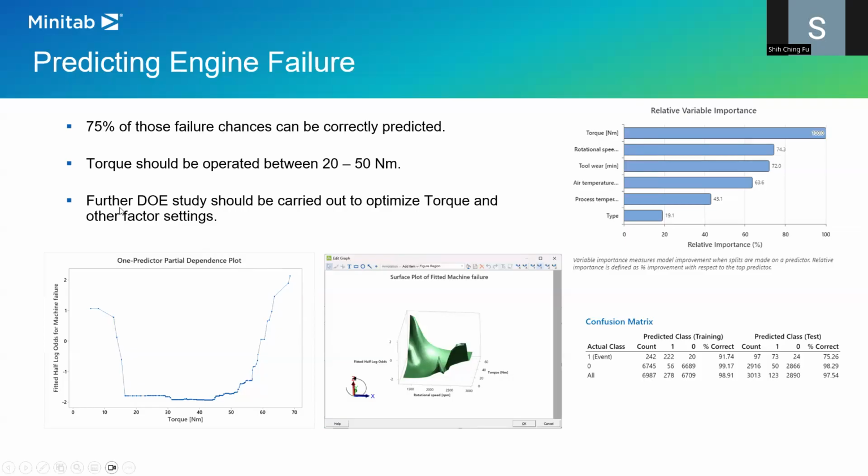And further, you can use a DOE study, right? Talking about torque and rotation speed, maybe tool wear, how to control these 3 variables because these are the most important, maybe followed by air temperature. You try to control them, so we try to find the optimal condition to minimize the chance of failure. So that's the next step. You can do a DOE study. Yeah, it could be a very good DOE study to start with, or maybe another process improvement project.